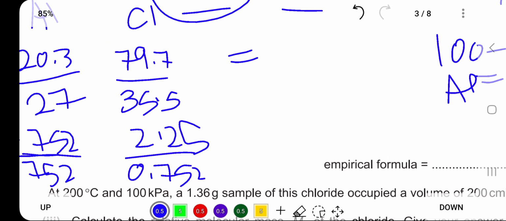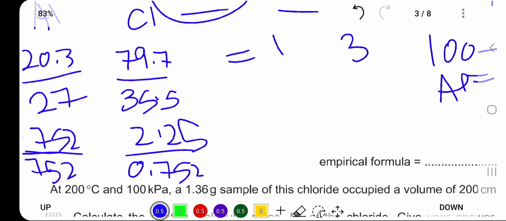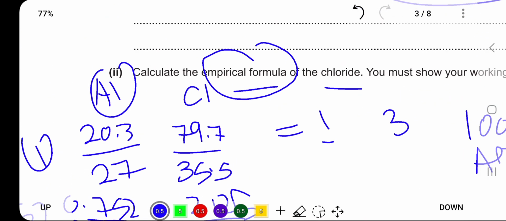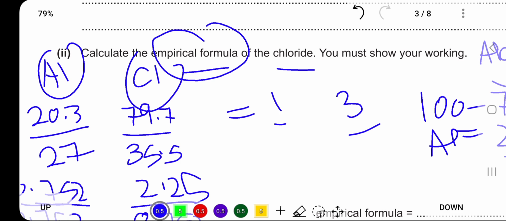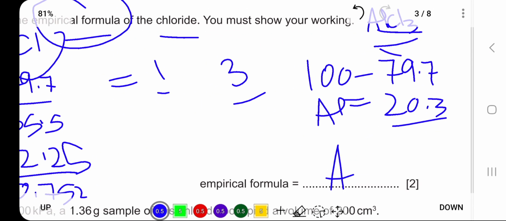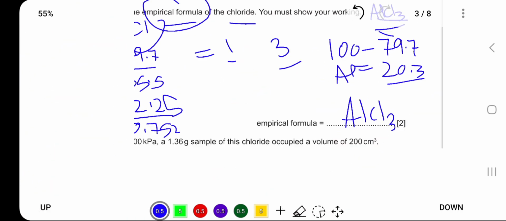Anyways, you have 1 and 3, so we said aluminium is 1, chlorine is 3, boom, oh my god, AlCl3.